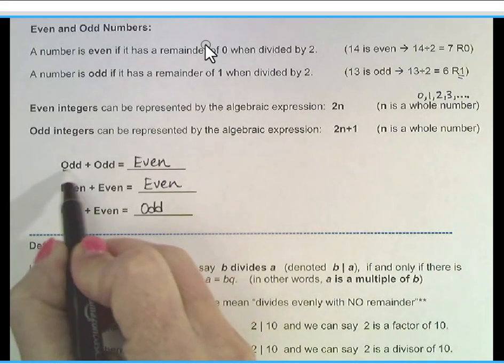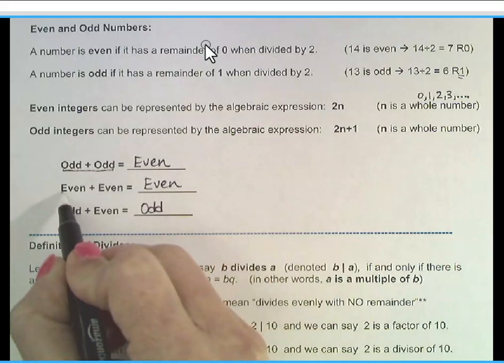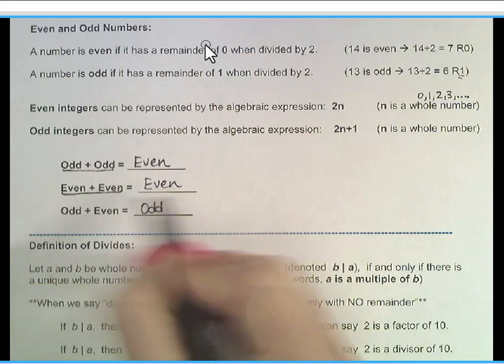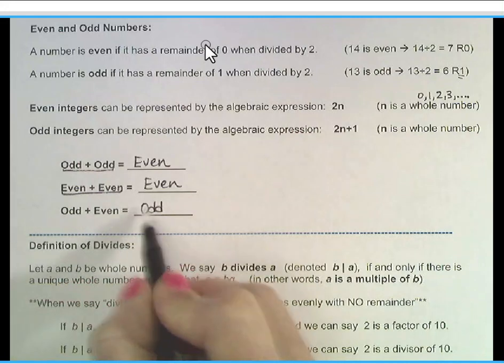So see how they match? If they're both odd, you'll get an even number when you add them. Here they both match. If you add two even numbers, you get an even number. It's when they're mismatched, odd plus even, that you get the odd number.